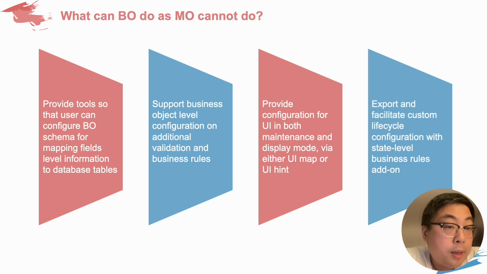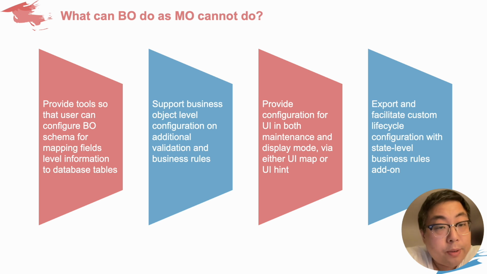And secondly, it supports the business object level configuration on additional validation and business rules. As I said earlier, you can define these rules in maintenance object, but when you define maintenance object, it's more of a generic physical record validation without involving business rules. If you define business rules, you normally will define that on the business object level.